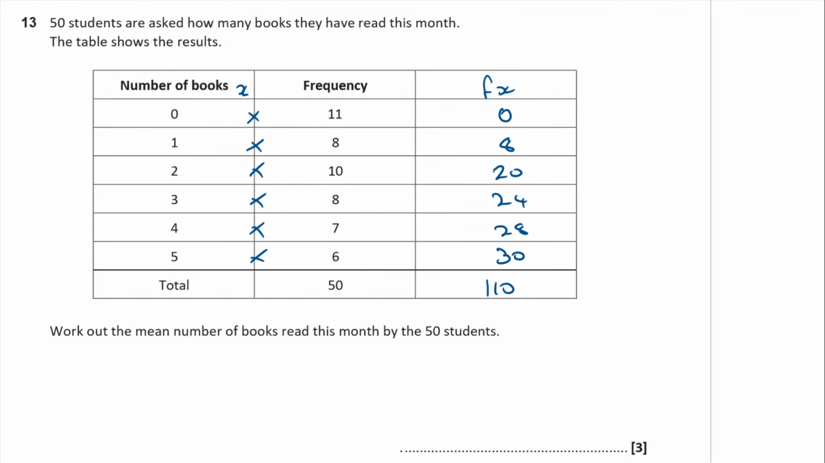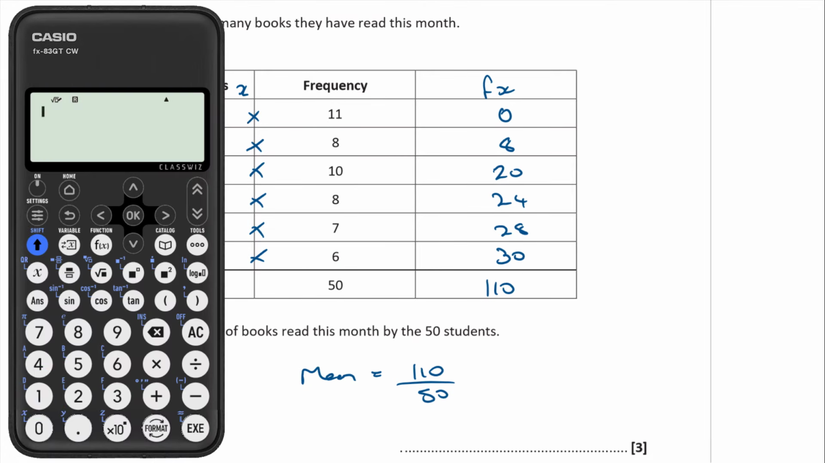Okay, so then my mean is the total number of books read, which is 110, divided by the frequency of 50, which is the number of students, I guess. So 110 divided by 50, that comes out to be 2.2.